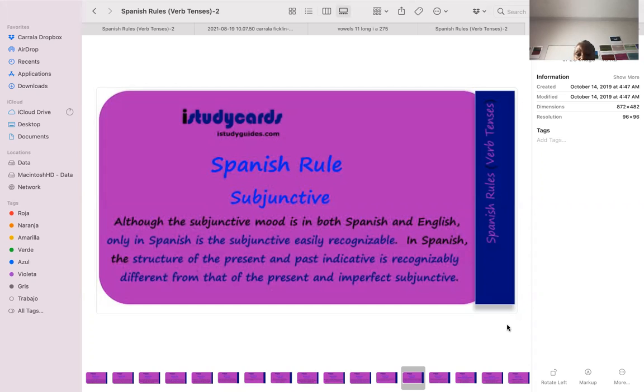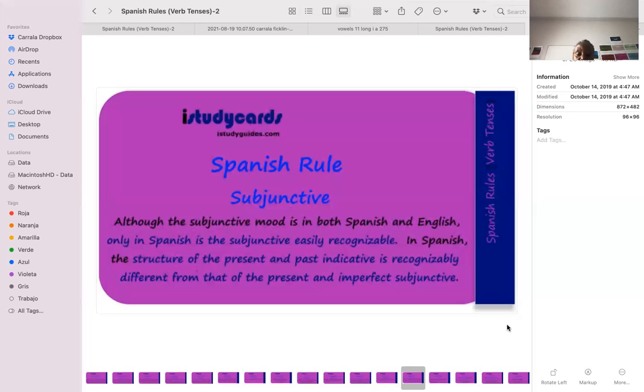The problem is that the people who speak the language don't always recognize that it's the subjunctive. And one of the reasons they don't recognize it is that, unlike in Spanish, and getting back to the card, only in Spanish is the subjunctive easily recognizable. I'm talking about the difference between Spanish and English, not necessarily all the languages. That's not true. Okay.